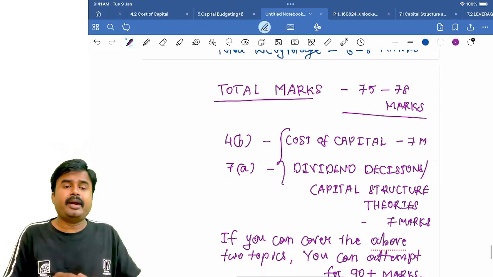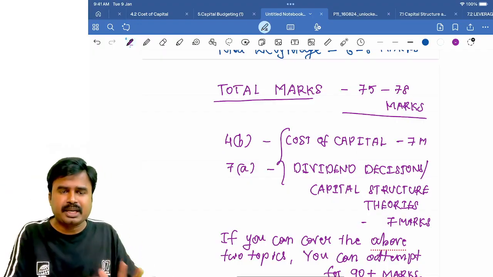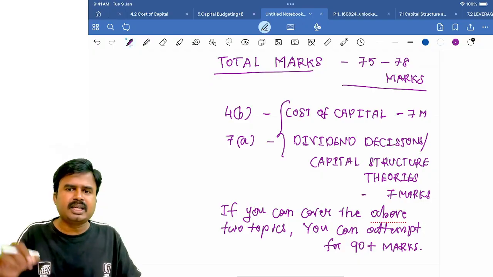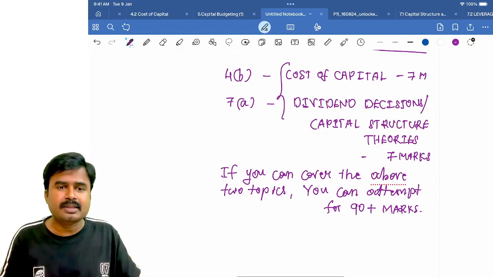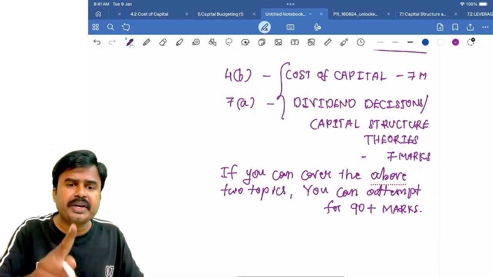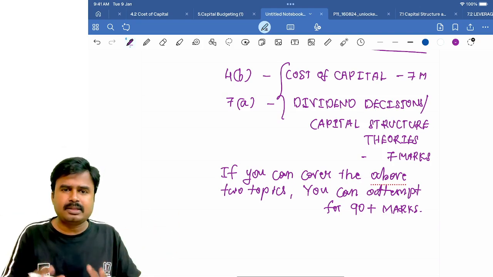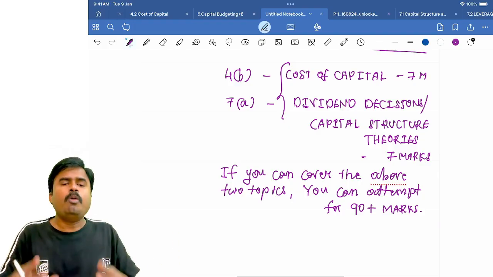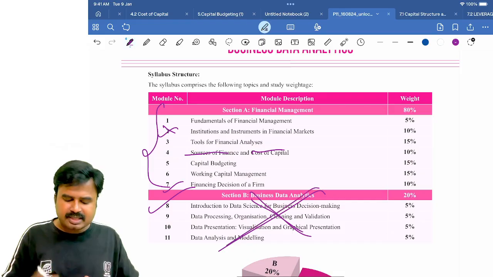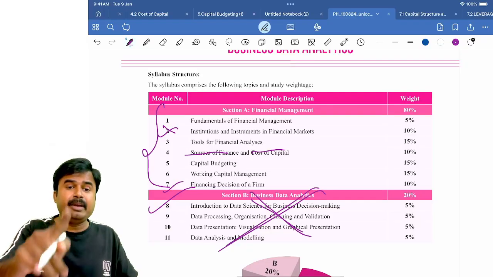So if you want to get 80 plus marks by attempting 90 plus marks, without touching business data analytics and without touching the theory concepts in the financial management paper, you should also prepare cost of capital, dividend decisions, and capital structure theories. By this, you can attempt 90 plus marks, and definitely you're going to get 80 plus marks, because even if you lose 10 marks out of it, you will still get 80 plus. This is my 3/4 preparation strategy, and this video is helpful for getting more marks in financial management and business data analytics, because you're ignoring several chapters here.